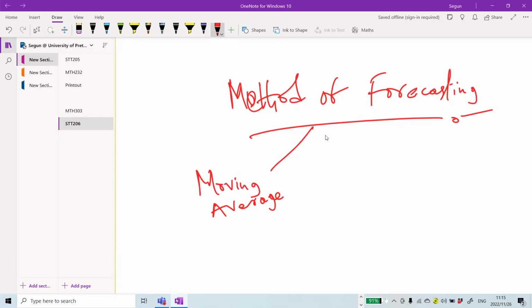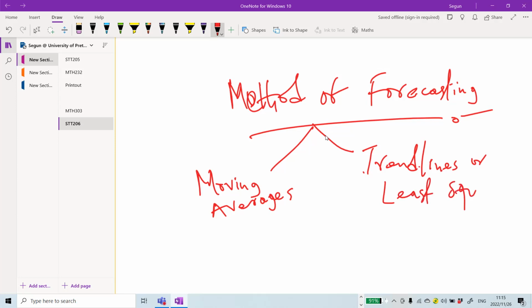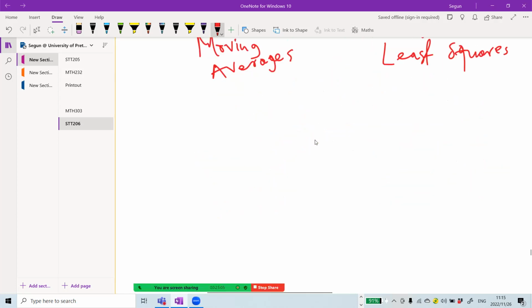They can ask you to mention the method of forecasting, or which of the following is not part of the method of forecasting. So we have trend line, or we call it least squared. So let's check the moving average.